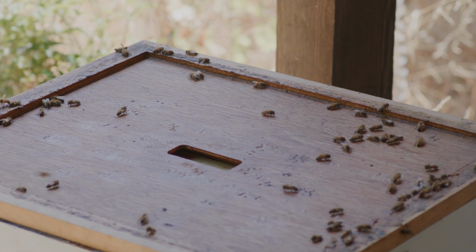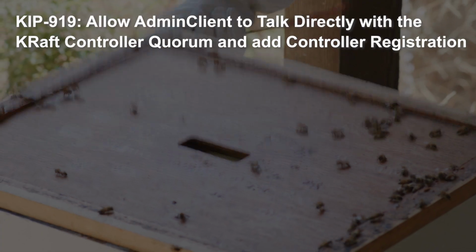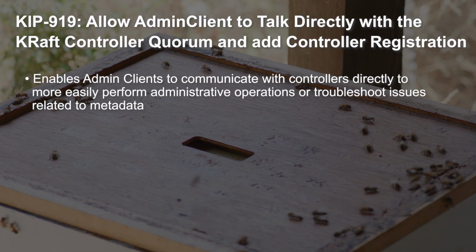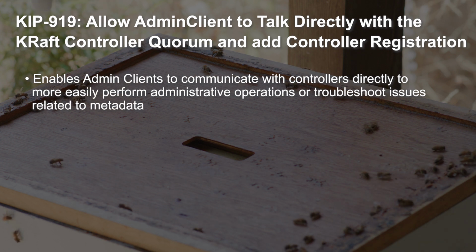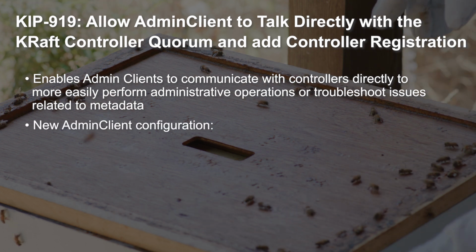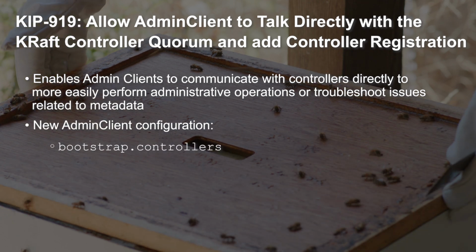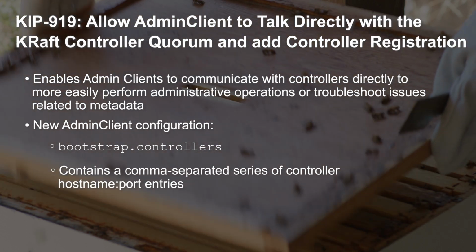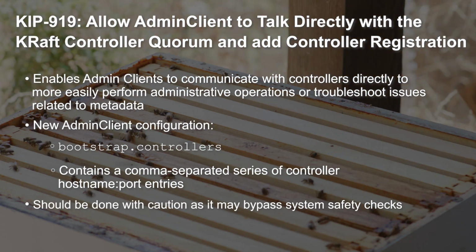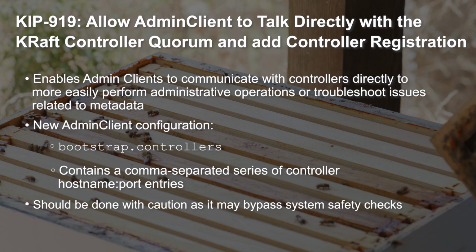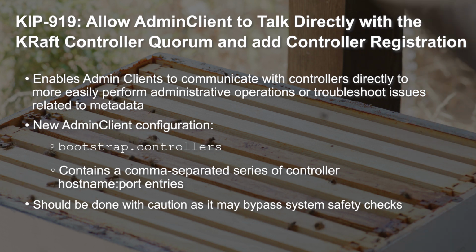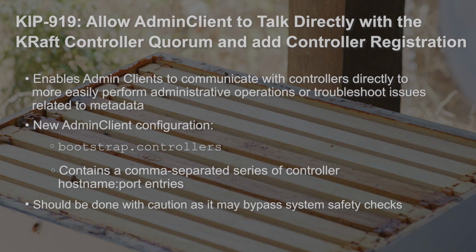The last KRaft update we'll cover is KIP 919. This KIP changes how the AdminClient behaves and allows it to interact directly with the KRaft Quorum controller. Although the KRaft Quorum controller was designed to be isolated from the AdminClient, there are certain tasks that would be easier otherwise. So now, the AdminClient can perform some administrative tasks without involving the brokers. To do so, this KIP adds a new AdminClient configuration called bootstrap.controllers, and a number of command line tools have been updated to include this configuration. Users should generally be cautious when using this feature, as it could bypass some critical safety checks.